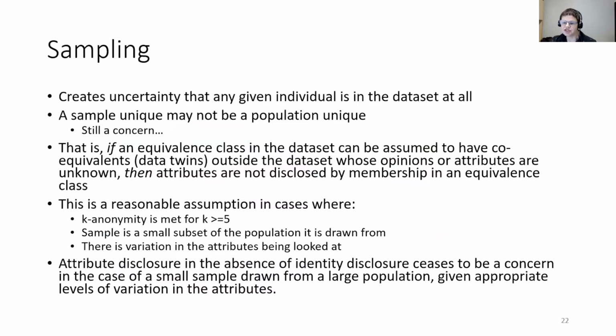And this is generally considered a reasonable assumption in cases where K-anonymity is met for K greater than or equal to 5, and the sample is a small subset of the population it is drawn from. So attribute disclosure in the absence of identity disclosure ceases to be a significant concern in the case of a sample that is a small percentage of a large population. And if you're asking me exactly what a small sample of a large population is, I'll refer you to the literature because I'm not sure that there's a really generally agreed upon answer to that question at this point.